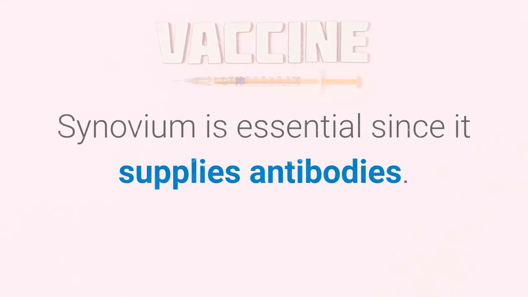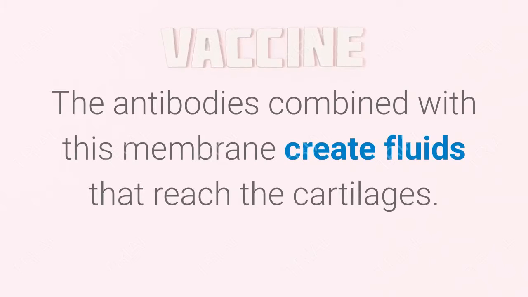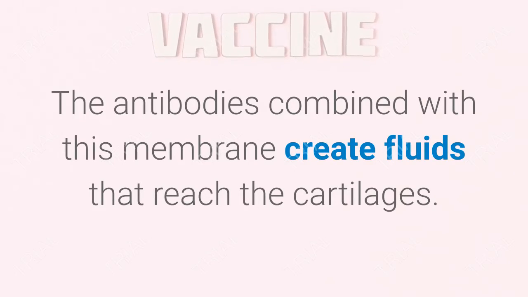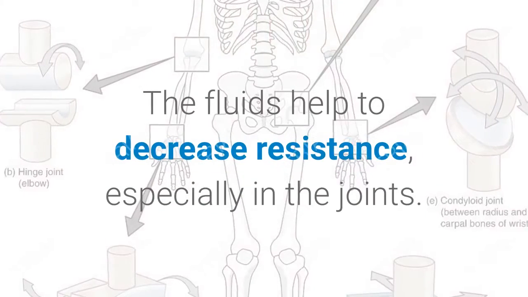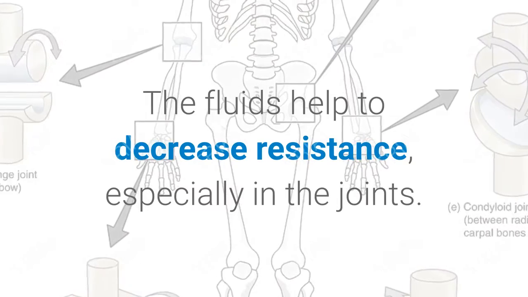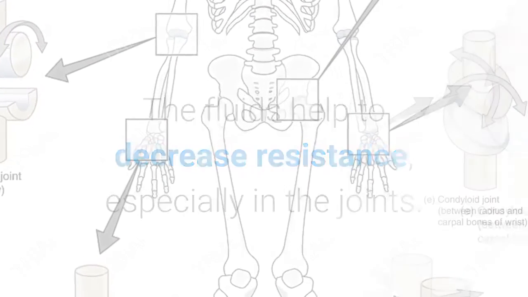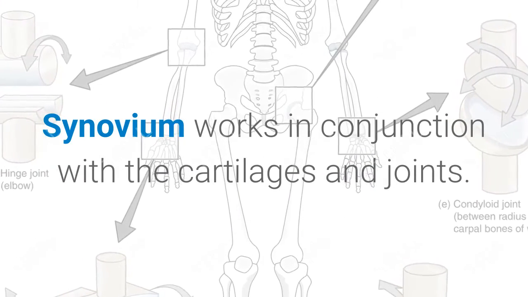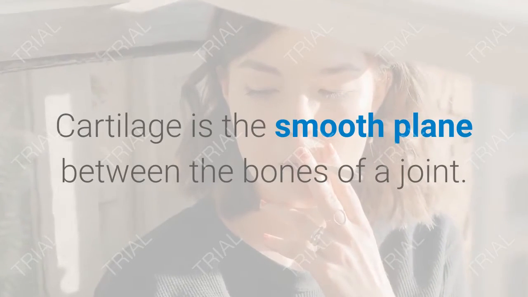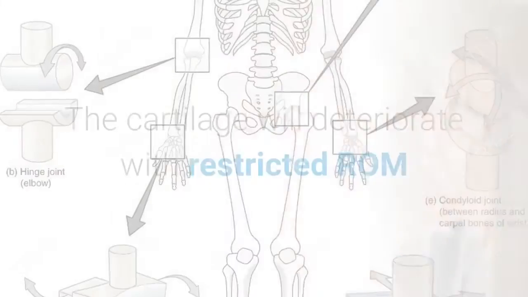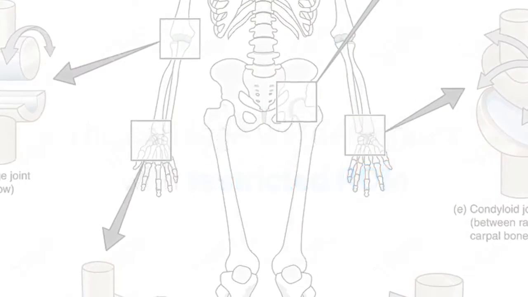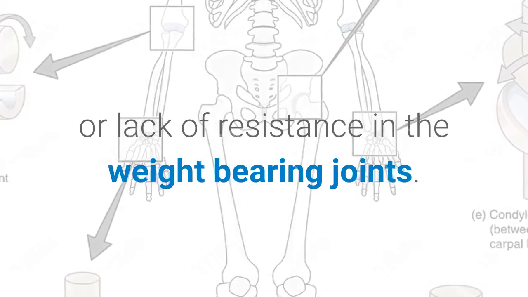Joints connect with the knees, elbow, skull, bones, etc., and work with the synovium. Synovium is a membrane. The membrane lines the inner plane of the joints. Synovium is essential since it supplies antibodies. The antibodies combined with this membrane create fluids that reach the cartilages. The fluids help to decrease resistance, especially in the joints. Synovium works in conjunction with the cartilages and joints.